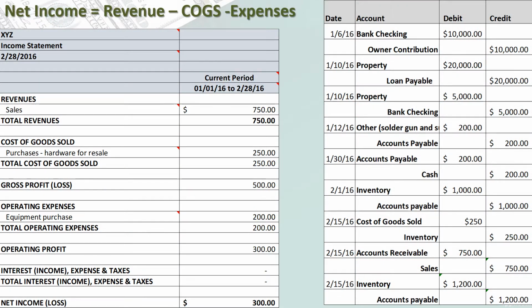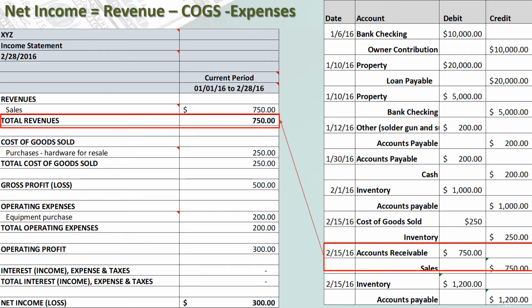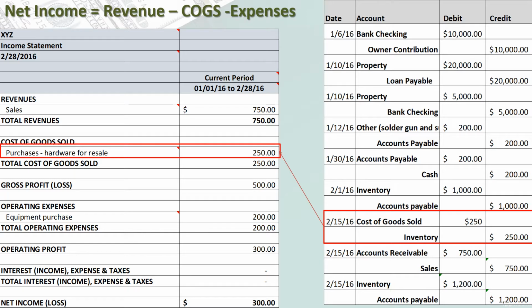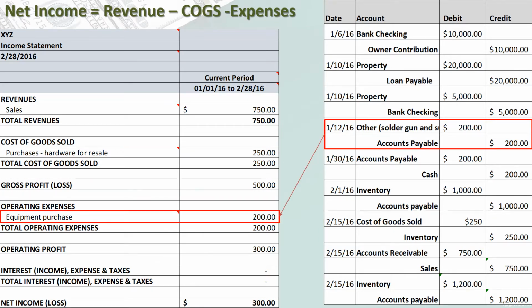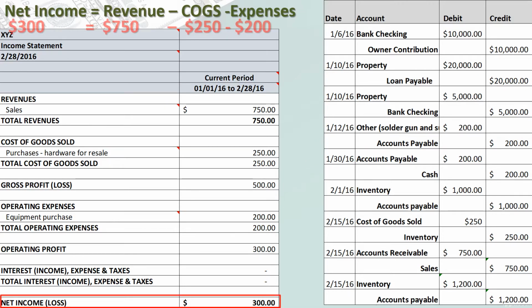Now, just like we did with the balance sheet, let's take a look at company XYZ's income statement. We start with revenue. We recorded a sale on February 15th of 25 units at $30 each. That's $750, and it's recorded here. Then we had a COGS of $250, which is our 25 parts purchased at $10 each, which were in inventory. This gives us a gross profit of $500. In our example, expenses were limited to the soldering station we purchased for $200, and we didn't have any interest or taxes, so that gives us a net income of $300.